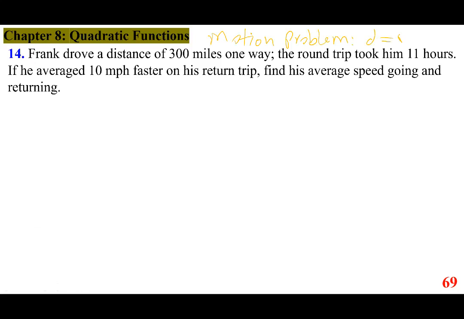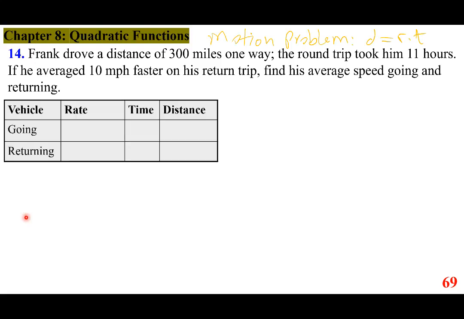In the case of a motion problem, we should remember d equals rt. D is the distance, r is the average speed, t is the time. Therefore, coming up with a proper setup and proper table makes life easier. We are covering 300 miles. Either way, going back and forth, the distance is the same. So if we are driving 300 miles one way, that means we are coming back the same amount. That's the first thing. Total time is 11 hours.